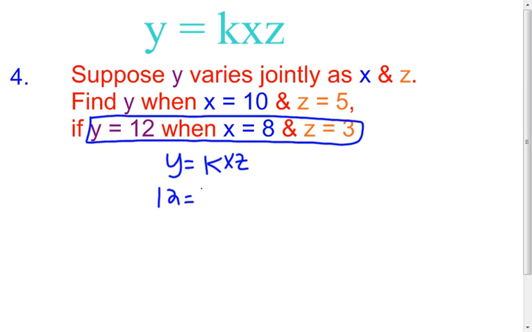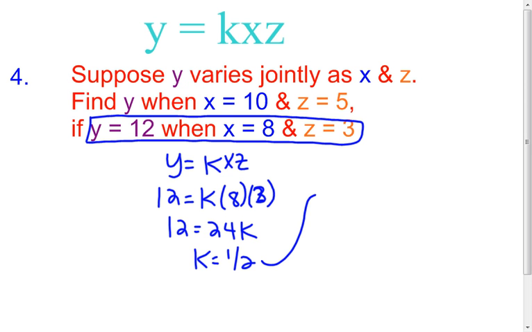So y is 12. I don't know k. I know x is 8 and z is 3. So I have 12 equals 24k. And then k, of course, will be 1/2. So you will use that.